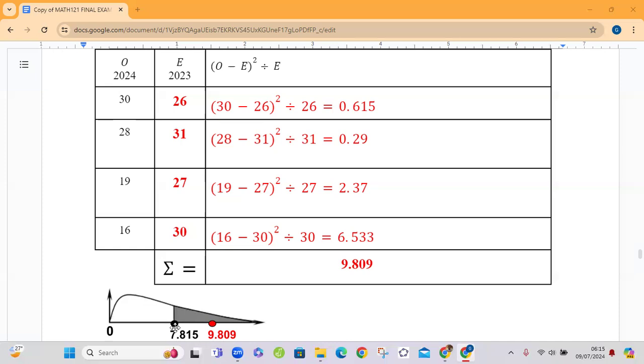And now we calculate a chi-square test statistic of 9.809, which is more than 7.815. So the chi-square test statistic will land in the critical region, as you can clearly see right there. So we have to reject the null hypothesis because the chi-square test statistic is in the critical region. And we all know by now, either you reject the null or you do not reject the null hypothesis. You should know that already.